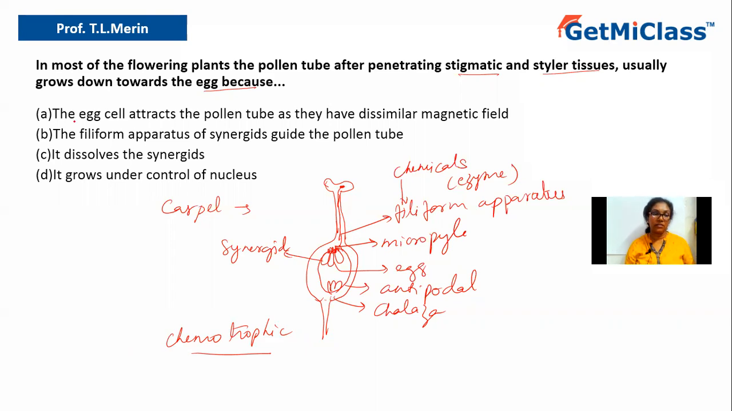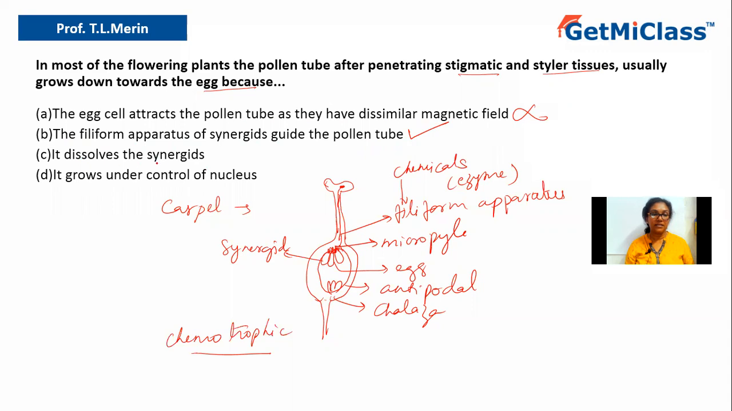So now let us look at the options. Option A says the egg cell attracts the pollen tube as they have dissimilar magnetic field, which is totally wrong because where does the magnetic field come into the picture at all? Option B says the filiform apparatus of synergids guide the pollen tube. Yes, this is the right answer because they secrete certain chemicals and enzymes which attract the pollen tube to grow towards the egg.